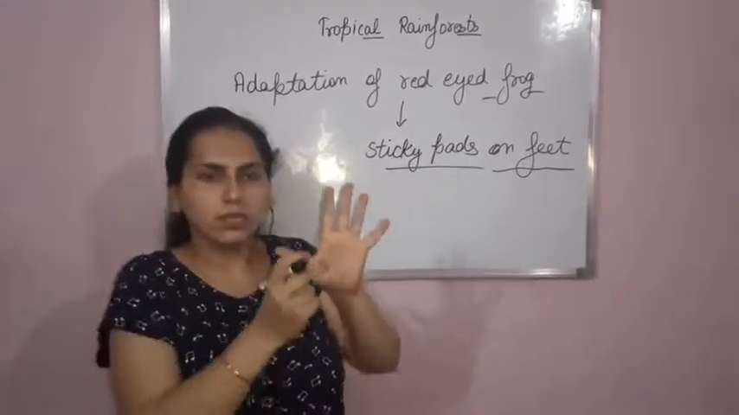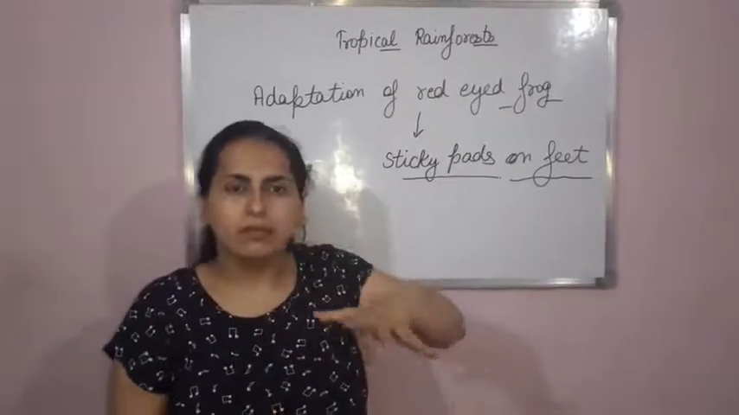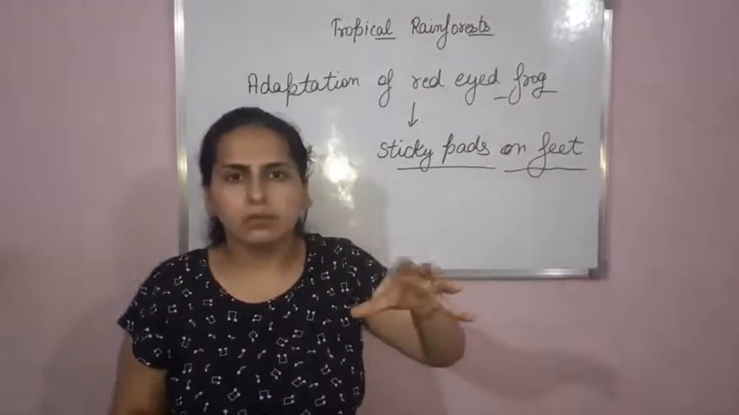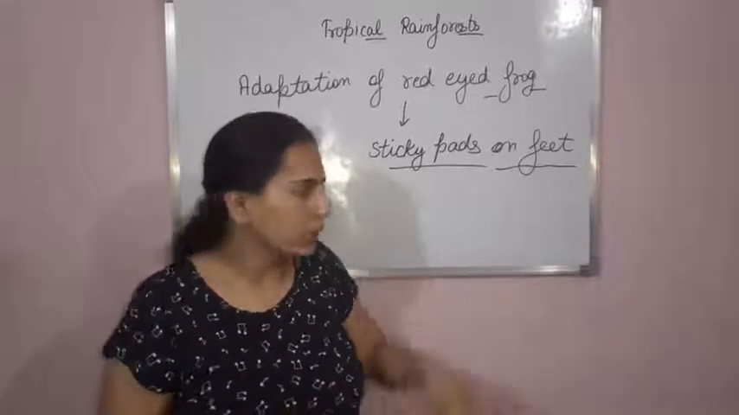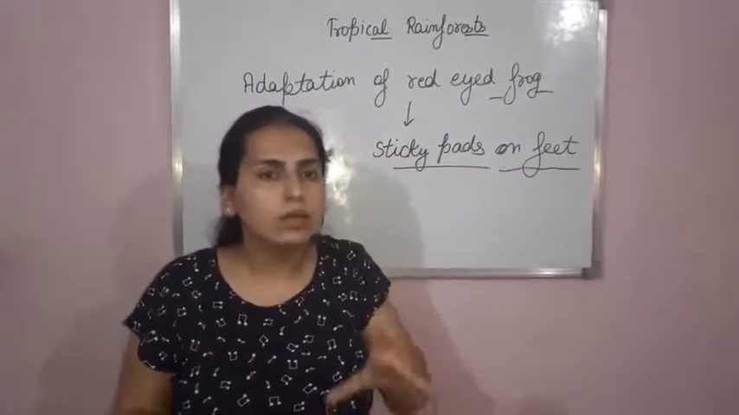So suppose a sticky pad is there. This pad will help the frog to easily climb on the tree, so that it will not fall down. These sticky pads will help in maintaining a good grip.